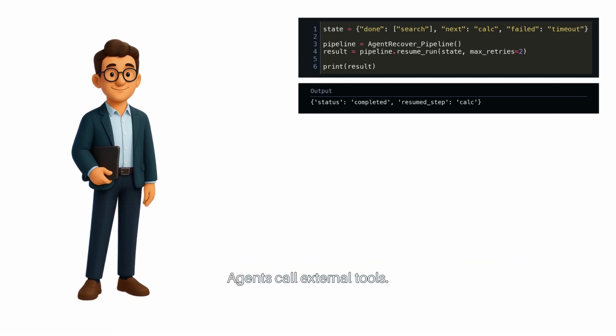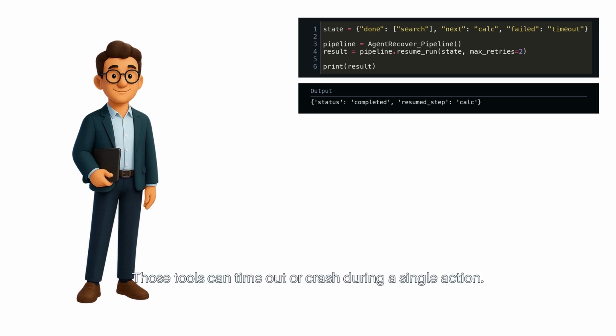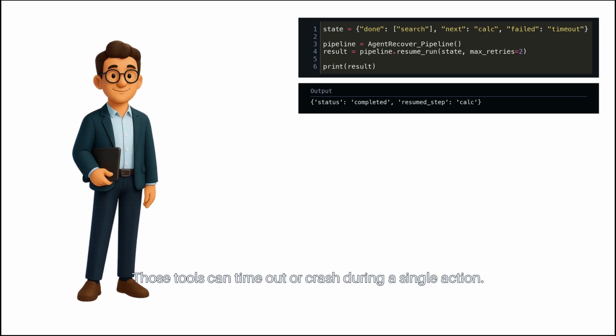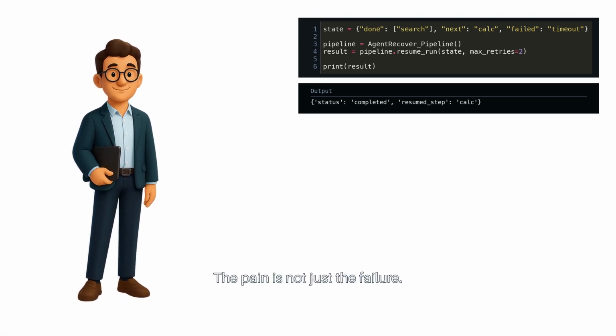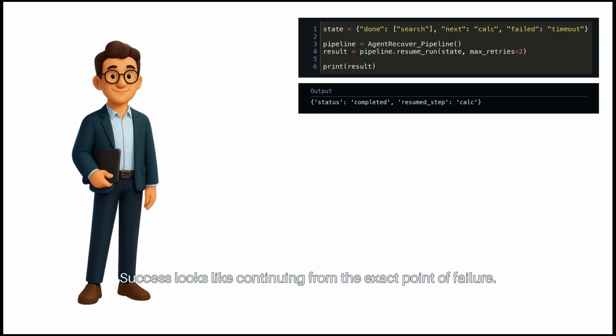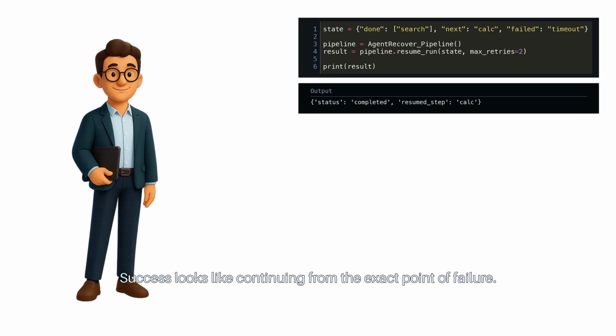Agents call external tools. Those tools can time out or crash during a single action. The pain is not just the failure. It is rerunning the whole flow and duplicating side effects like payments, emails, or database writes. Success looks like continuing from the exact point of failure.